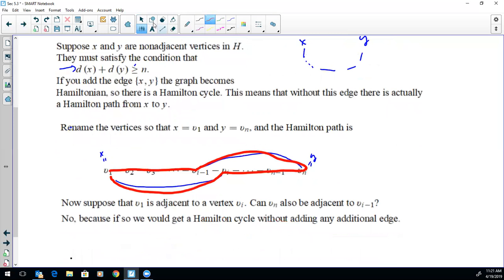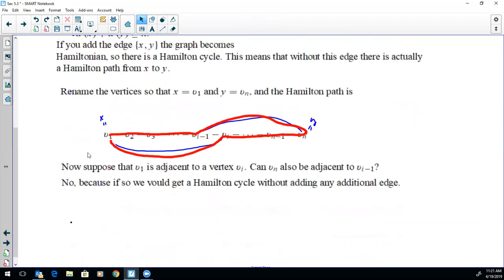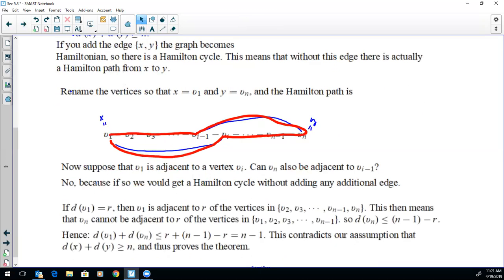So what this means is if this first vertex is adjacent to anybody else in the list, then the last vertex can't be adjacent to anything previous to that one. That sounds kind of funny, but this is going to give it to us here. Okay, so let's suppose then, let R be the degree of vertex 1. So that means V1 is adjacent to R number of these vertices.